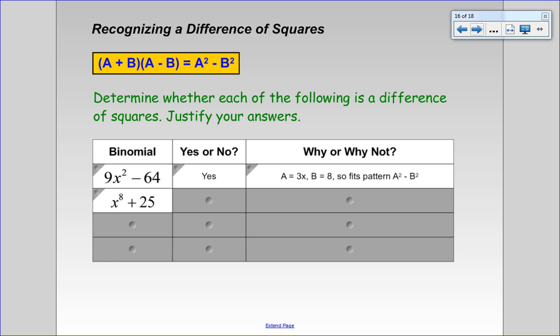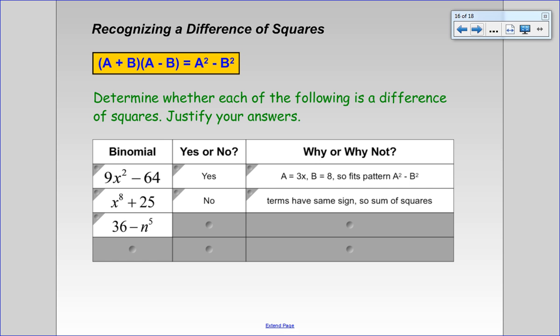What about the second example, x to the 8th plus 25? Well, we can see that x to the 8th is also a perfect square. It's the square of x to the 4th, and 25 is a perfect square as well. However, we see the plus sign between the two terms. Both terms are positive. Since the terms have the same sign, this is not a difference of squares binomial. It's actually a sum of squares, and a sum of squares is a type of polynomial that cannot be factored.